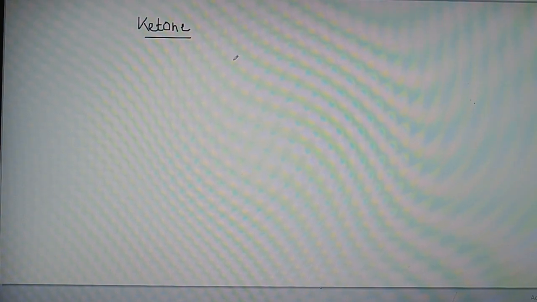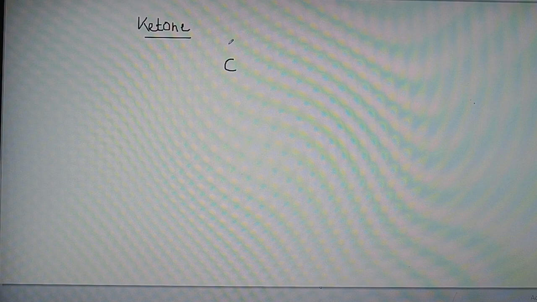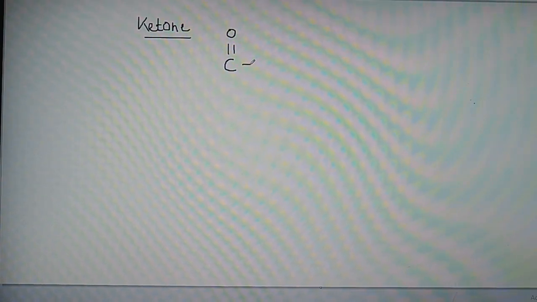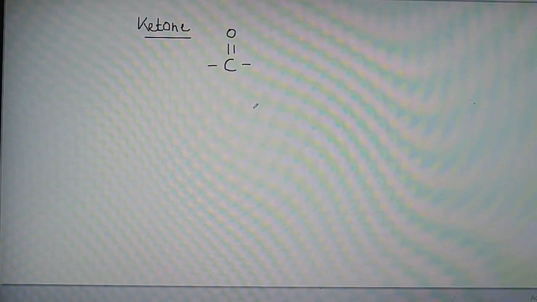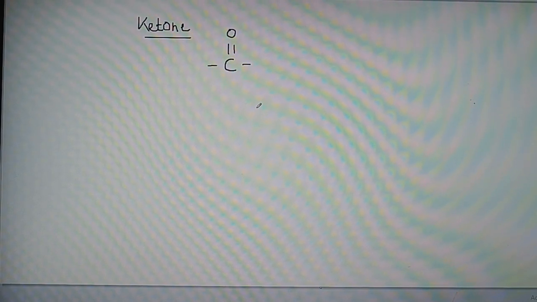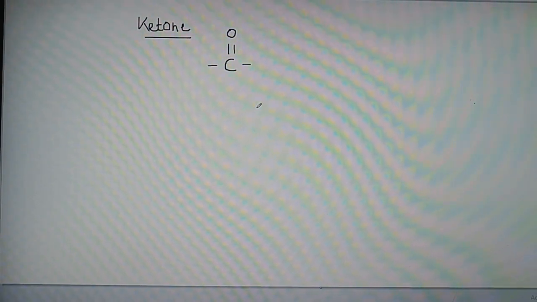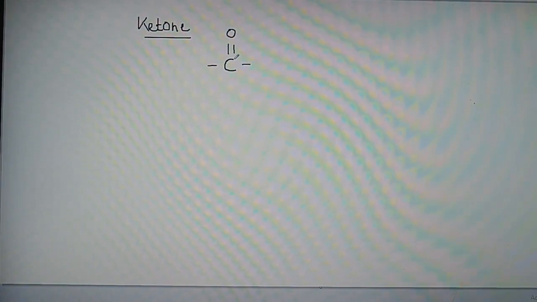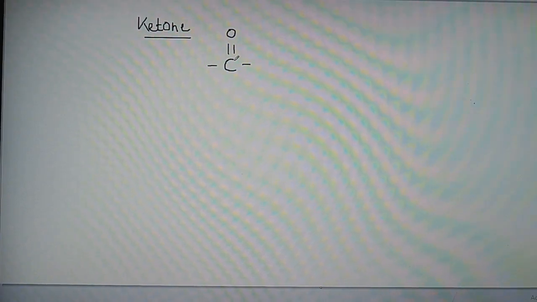Okay, so ketone. The general formula, or the functional group, is this. You can just tell us and we'll make it. Yeah, ketone: it's basically one carbon in a double bond with oxygen.